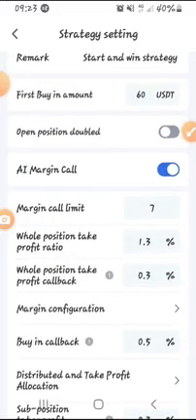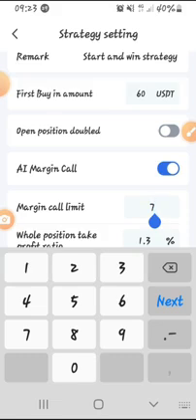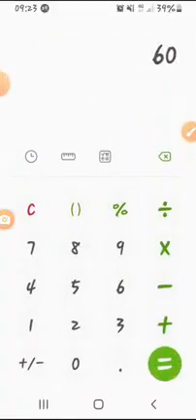Then you come down here to margin calls. How are you going to calculate the margin call limit? The margin call limit, here we have 7. This is just a default setting for you, but since we are going to use our own settings, how are we going to set it? It depends on the capital you have. Remember, we said we had 360, then minus 60, which we are going to use as our first buying amount. Then we remain with $300 as the remaining capital.